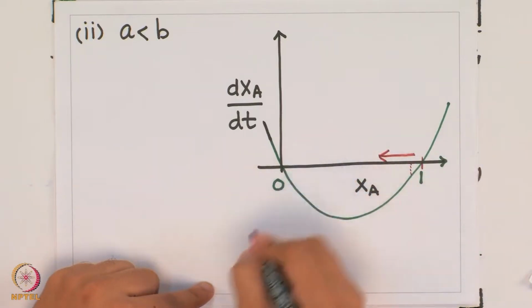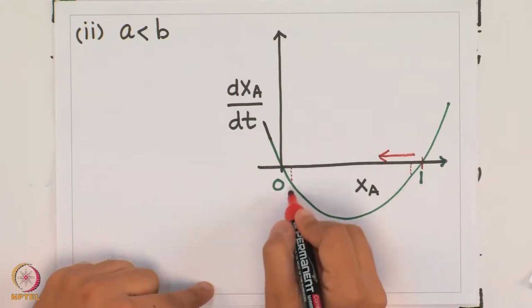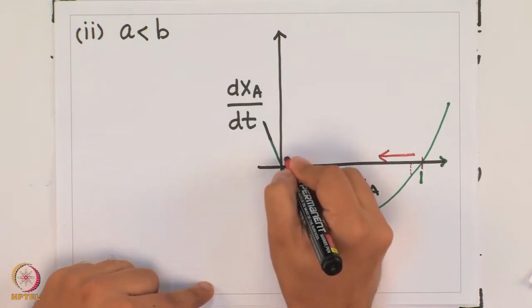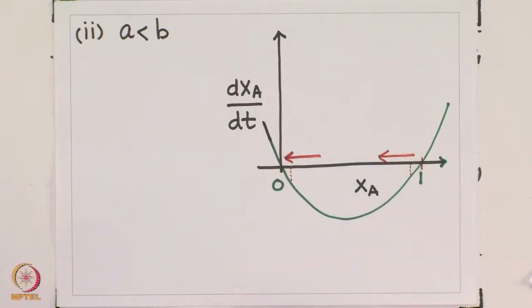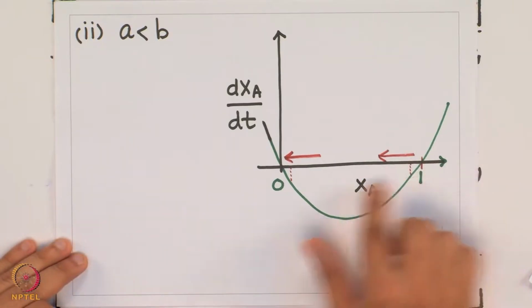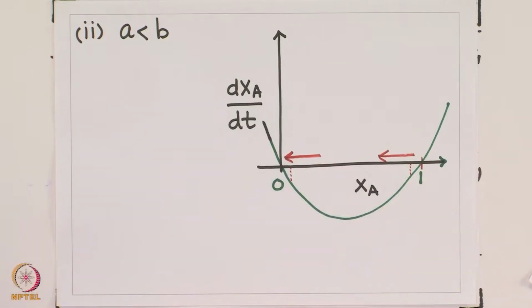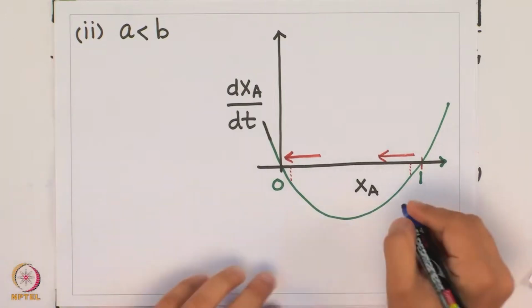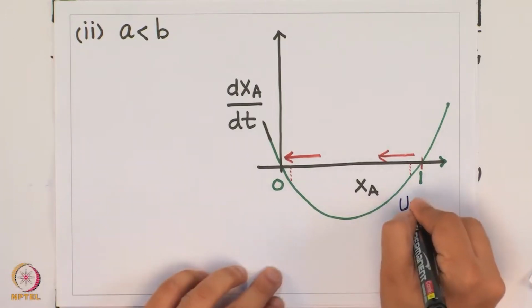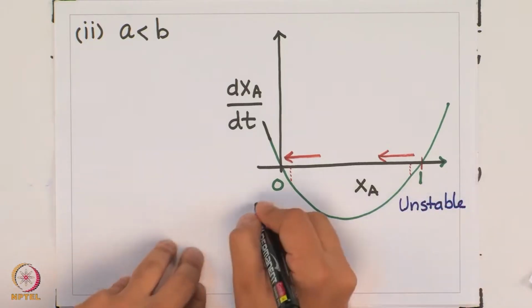At xa equal to 0, if we introduce a deviation to the right, dxa by dt is still negative, which means xa decreases with time as we move forward in time. So, any disturbance in this direction moves the system away from this steady state, and any disturbance in this direction brings the system back towards the steady state that we have started with. And hence, this steady state now becomes unstable, whereas xa equal to 1 becomes stable.